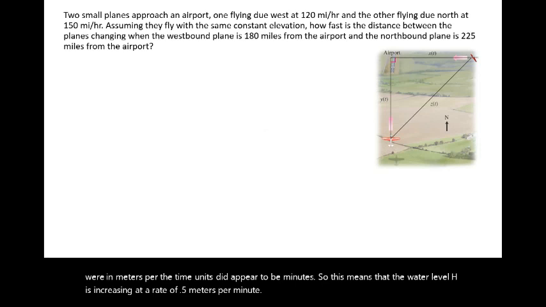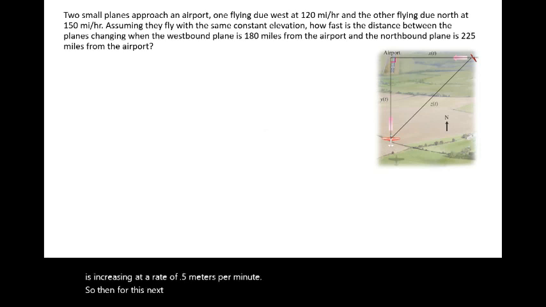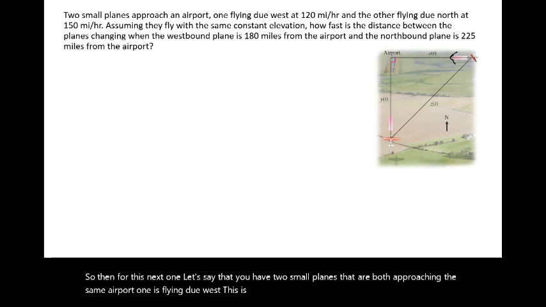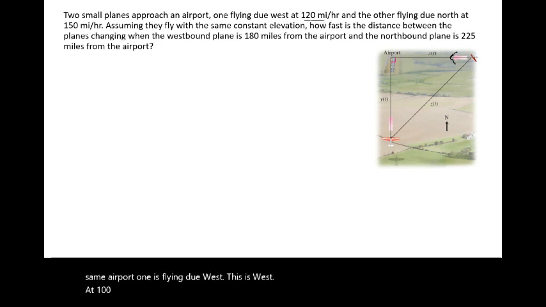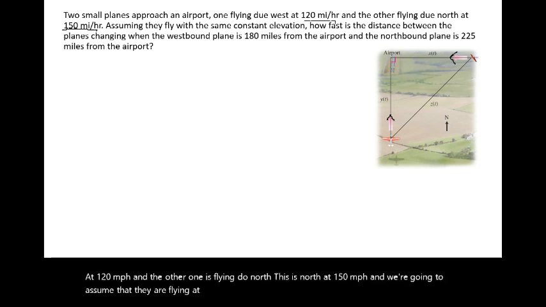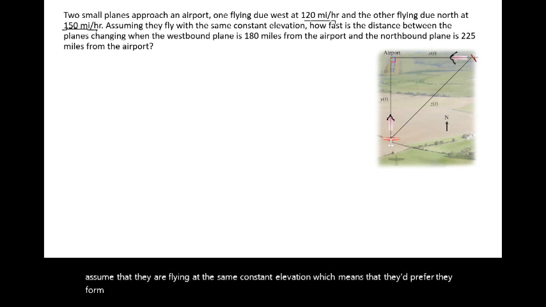So then for this next one, let's say that you have two small planes that are both approaching the same airport. One is flying due west, this is west, at 120 miles per hour. And the other one is flying due north, this is north, at 150 miles per hour. And we're going to assume that they are flying at the same constant elevation, which means that they form a perfect right triangle in the sky. We don't have to worry about differing altitudes.